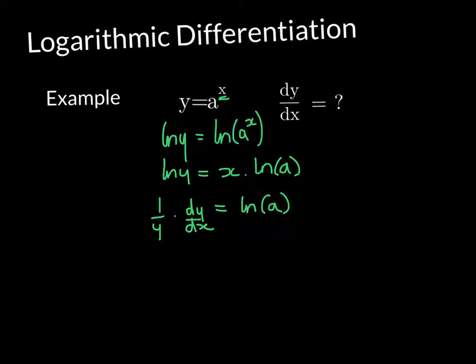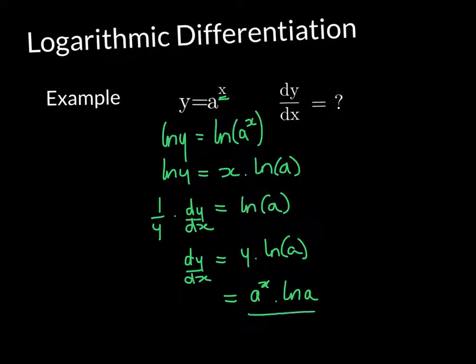So that means that we can write that dy/dx is equal to y times the natural log of a. And then our last step is to substitute in the actual term for y into this equation. So dy/dx is equal to a to the x times the natural log of a. And that is the expression for dy/dx for that problem.